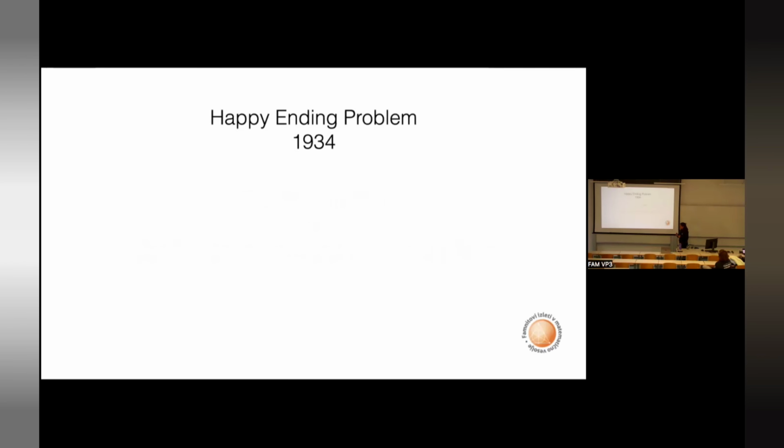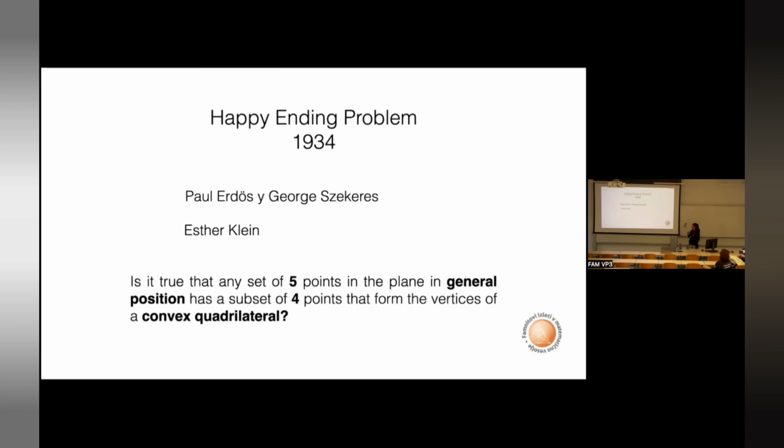Another example that Erdős was also part of, that I want to talk about, is the happy ending problem. This was a work done by Paul Erdős and George Szekeres, sorry for my pronunciation. They are from Hungary. And Esther Klein came up with this question: is it true that any set of 5 points in the plane in general position has a subset of 4 points that form the vertices of a convex quadrilateral?